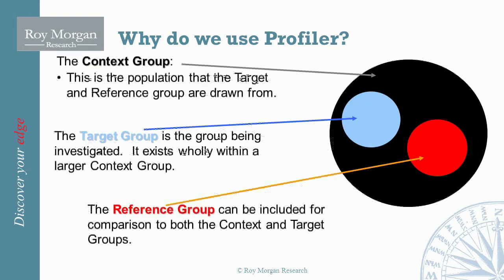This diagram illustrates the three groups. First of all, we have the black circle, which is the context group. This is the population that the target and reference group are drawn from. The default is all, i.e. the general population of Australians 14+. The target group is the group being investigated. It exists wholly within the larger context group. The reference group can be included for comparison to both the context and target groups, and it also exists wholly within the larger context group.